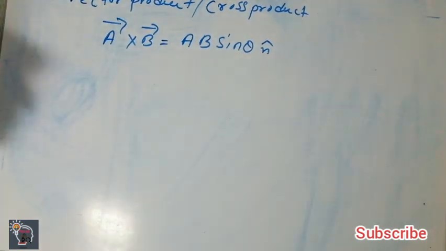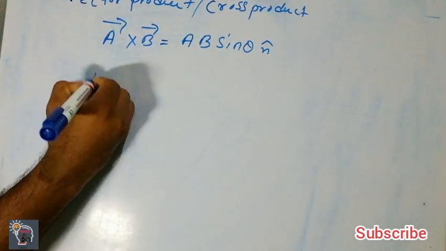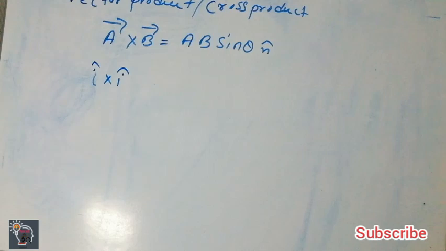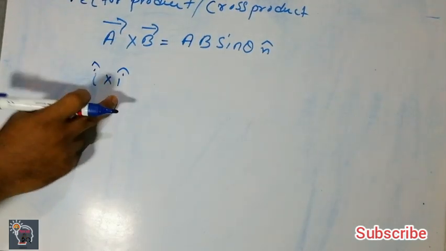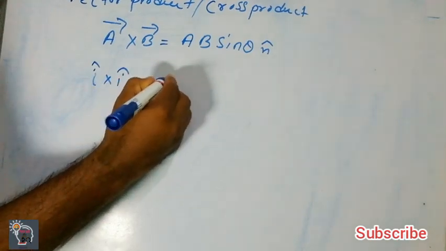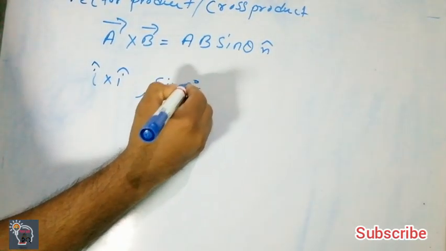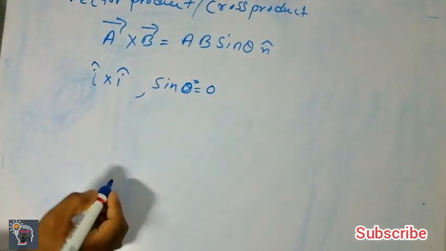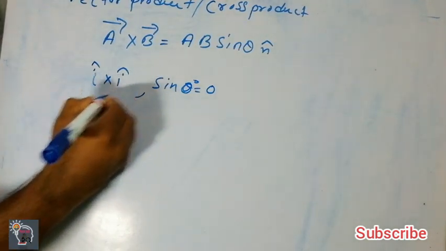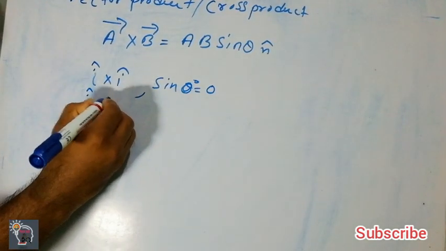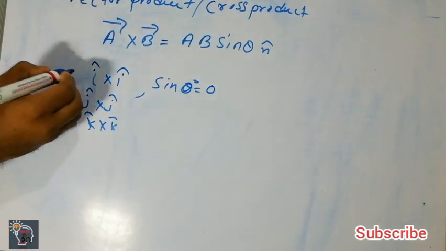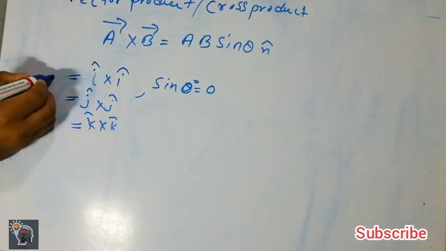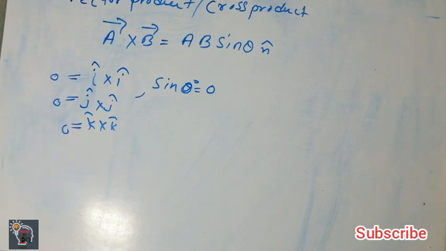So what is the product of i cross i? We know that the angle between i and i is 0, and sin 0 is equal to 0. So i cross i, j cross j and k cross k, these three products result in 0.